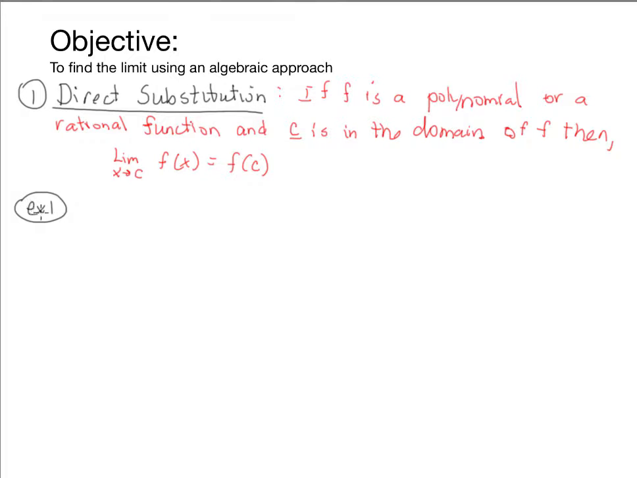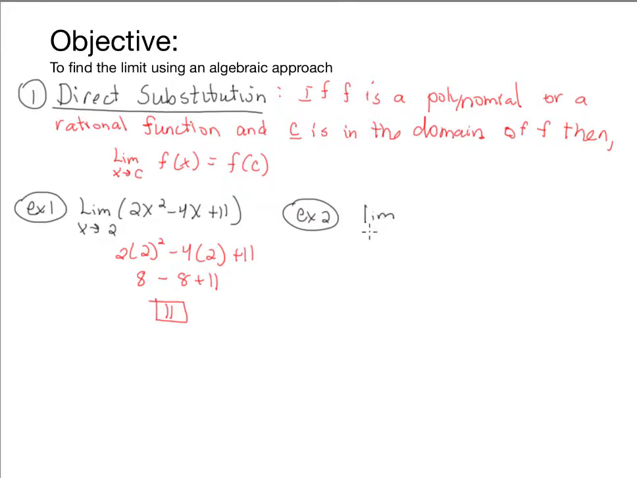So for our first example, we have the limit as x goes to 2 of 2x squared minus 4x plus 11. Now notice I have a polynomial here, and 2 is in the domain of the polynomial. So all I do is replace every x with 2 and then evaluate. In this case, that will leave me with an answer of 11.